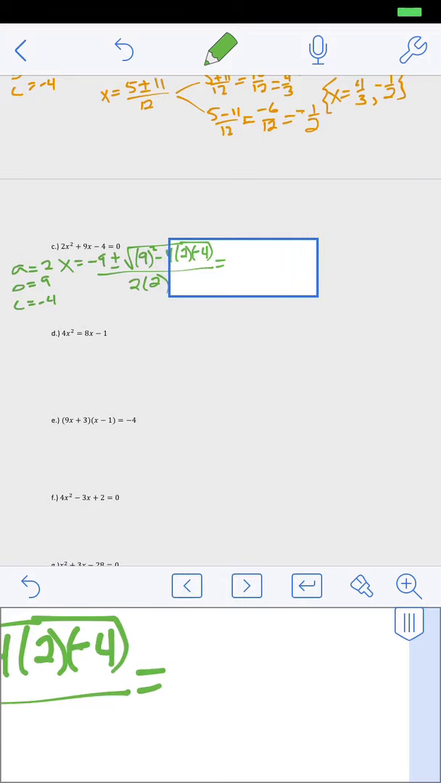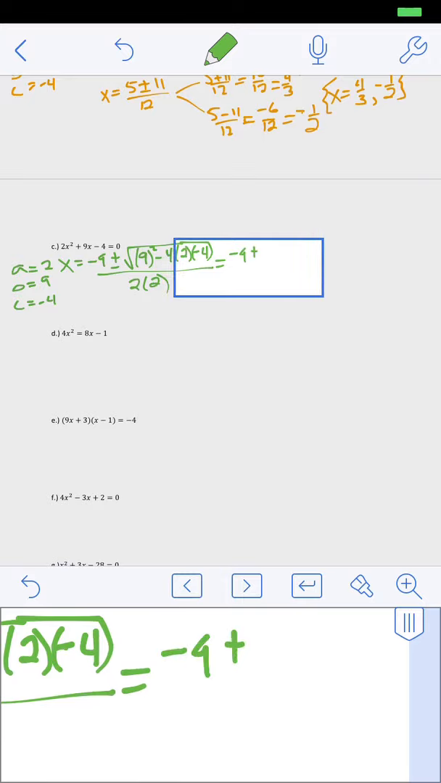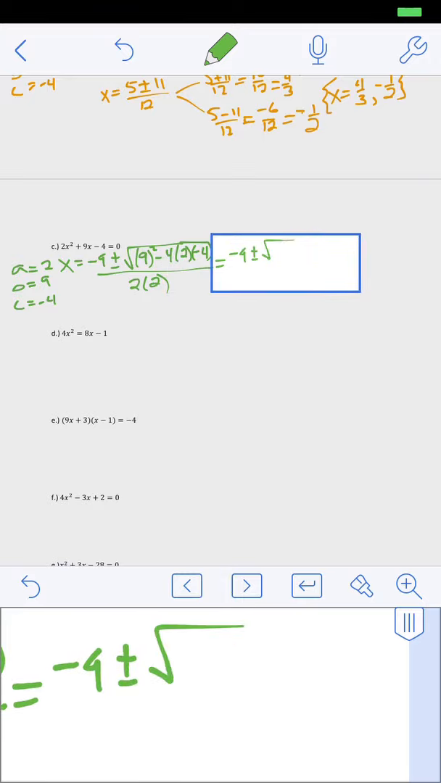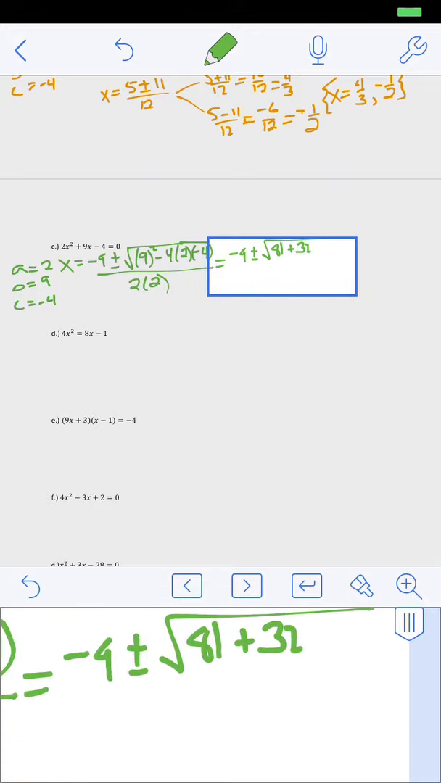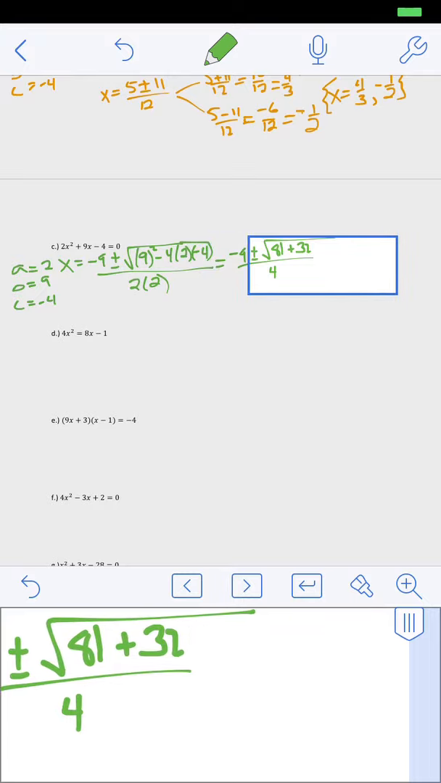Simplify away. Got negative 9 plus or minus square root of 81 minus 4 times 2 is 8 times 2 is 32, so we'll add a 32 because one of them is negative, so it ends up bouncing back over 4. 81 plus 32 is 113. So negative 9 plus or minus square root of 113 over 4.